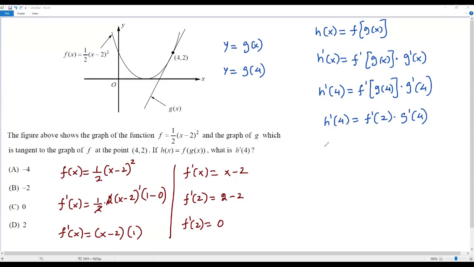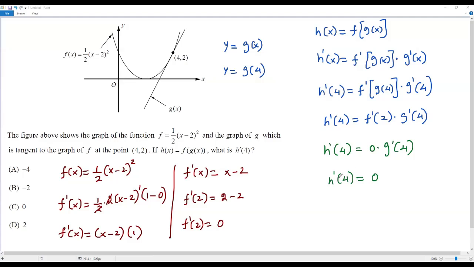Now let me write this over here. h prime of 4 equals, now we can plug in 0 for this, 0 times g prime of 4. Here I am not going to find the value of g prime of 4 because whatever value we have for g prime of 4, it will be multiplied by 0. When any value is multiplied by 0, the result is 0. So finally h prime of 4 equals 0 times the value of g prime of 4, which is 0.